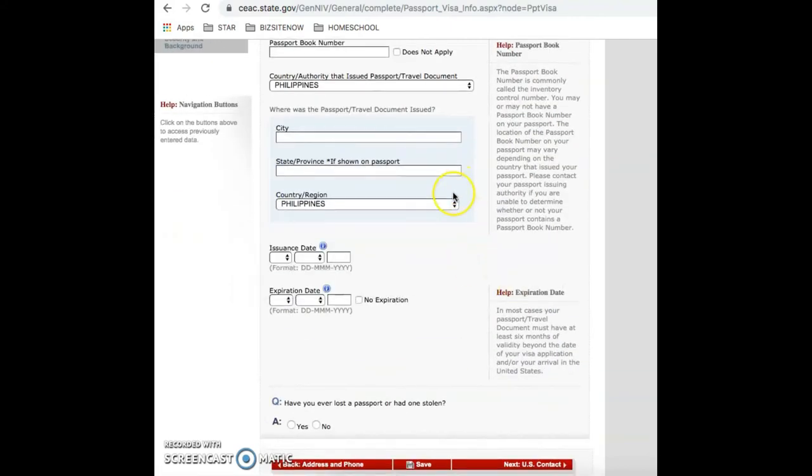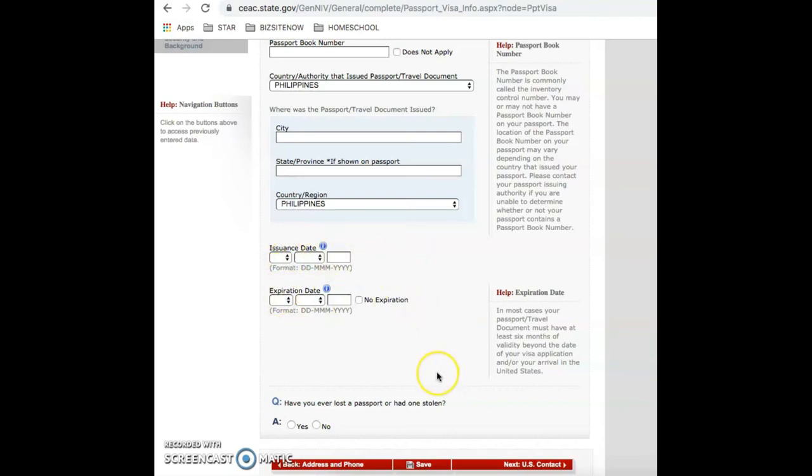State or province, ano lang yan, Metro Manila. Of course, country and region, Philippines. And that is why yung passport mo, kailangan katabi mo yan lagi. Like sa pag-fill out ng form. Kasi they will ask you yung issuance date saka yung expiration date. So just put it also here.